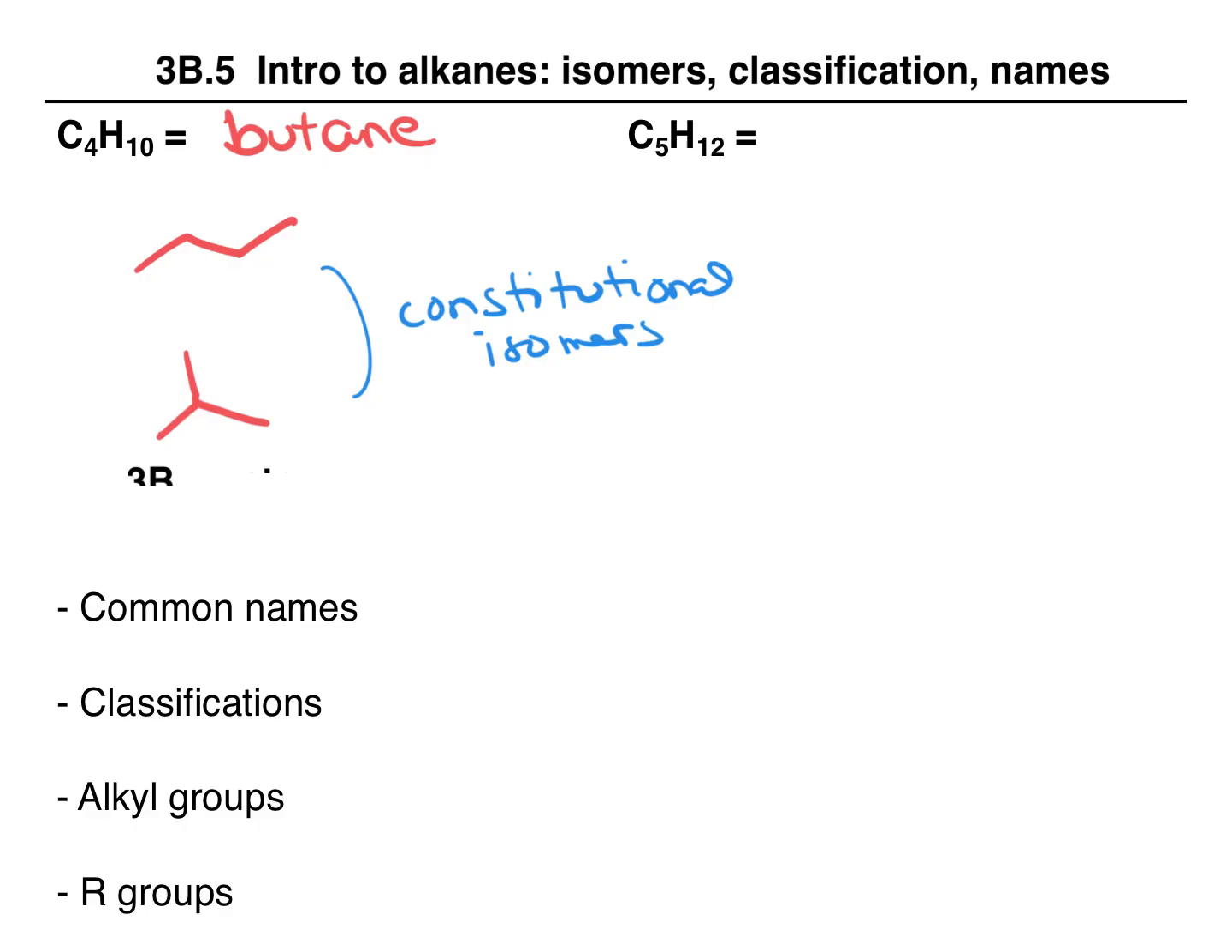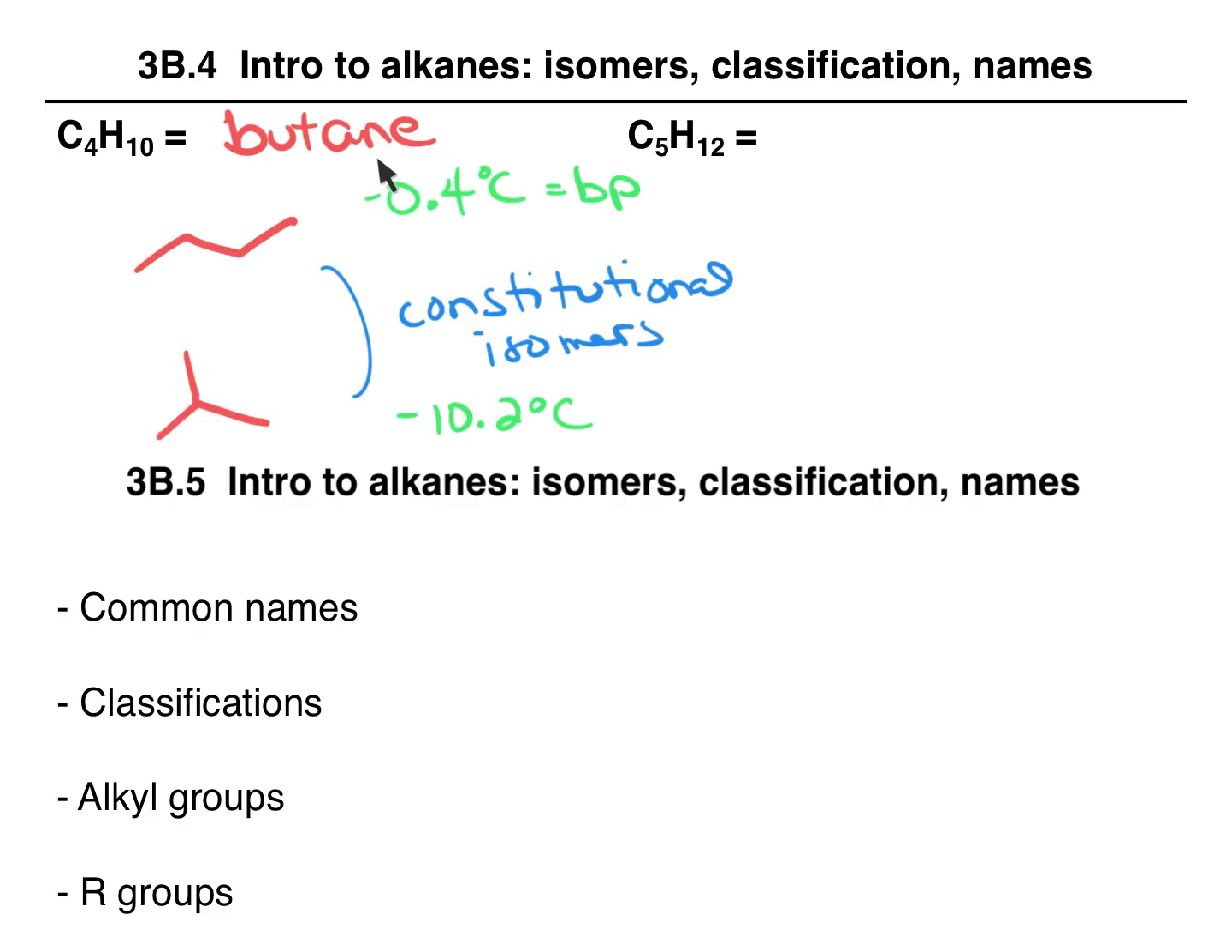So these compounds are going to have very different properties, different chemical properties, different reactivity, in other words, and also different physical properties. For example, the top one has a boiling point of negative 0.4 degrees Celsius, and the bottom one, its boiling point is negative 10.2 degrees Celsius. So definitely different compounds with different properties.